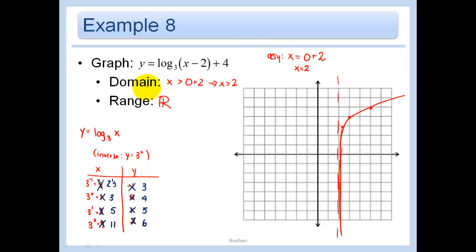When I thought about my domain, it used to be x is greater than 0, but now I shifted it 2 units right, so I have to add 2 to it. x is greater than 2 will be my domain. My range used to be all real numbers. Even though I shifted all the y stuff up 4 units, well, I'm still going to cover all real numbers.